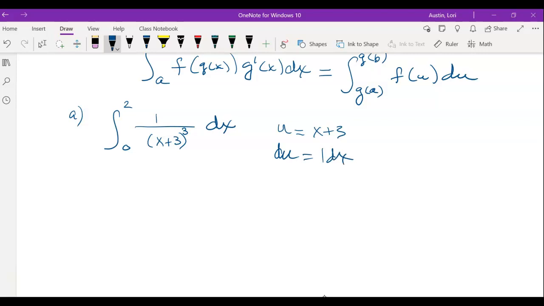Okay. So you're going to take this one more step. Because we have boundaries, we're going to change the boundaries. You're going to plug those boundaries in. When x equals 0, what does the boundary become? Our g of 0 is 3, or u equals 3. Our upper boundary is a 2. When x is 2, what's 2 plus 3?